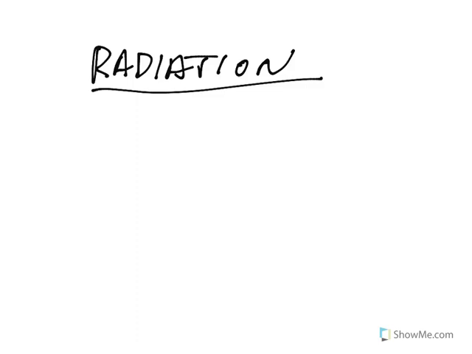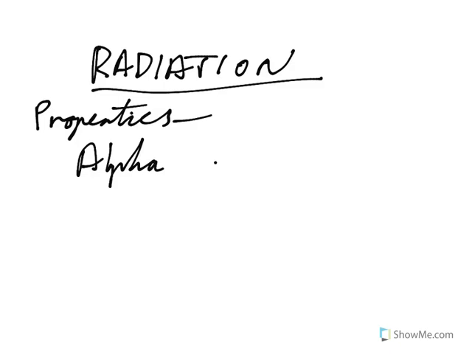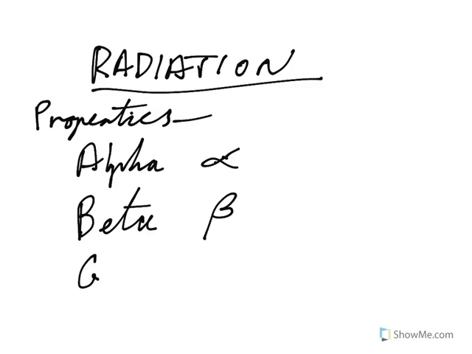Alright, in this next lesson we're looking at radiation, so this is just the properties. There are three types of radiation we are interested in, and the properties we're going to look at are alpha, that's the symbol, beta, and that's the symbol, and gamma, and that's the symbol.